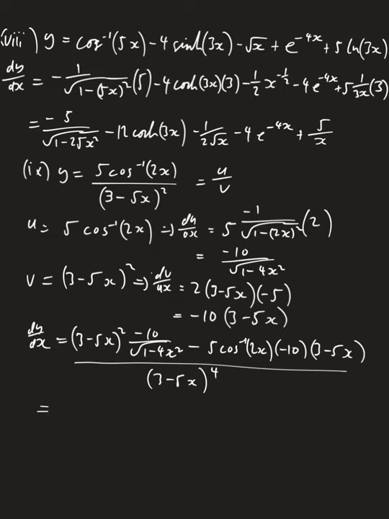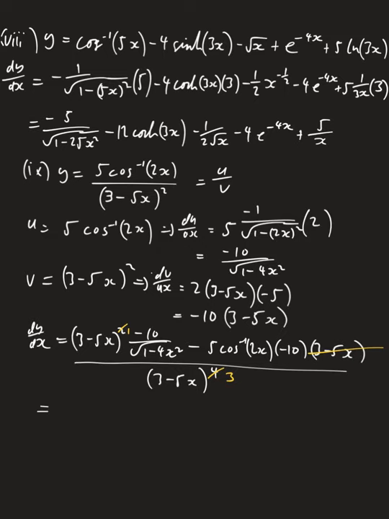Now once again, I can divide top and bottom by a factor of 3 minus 5x. So that 2 becomes a 1 to the power of 1, or it's just gone, the power. This one is gone completely. It goes to a power of 0, which is just 1, disappears. That power gets reduced to a power of 3, because we divided by 3 minus 5x.